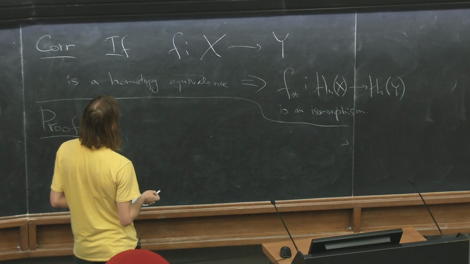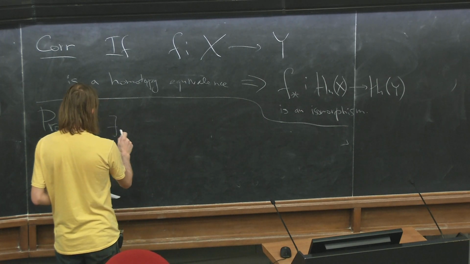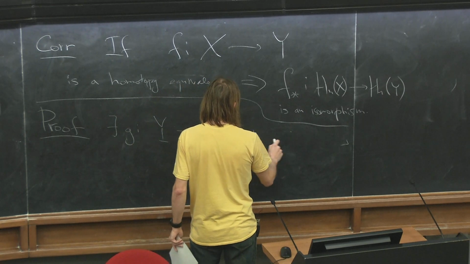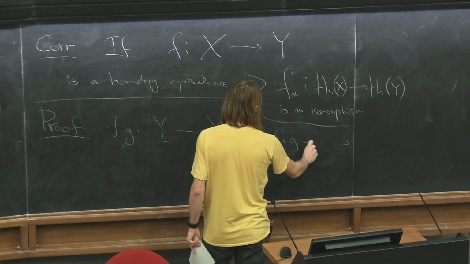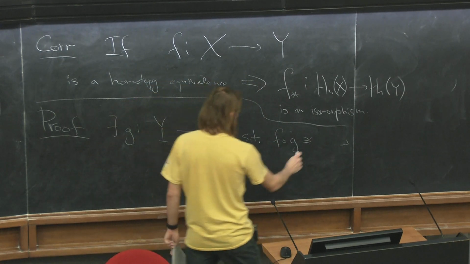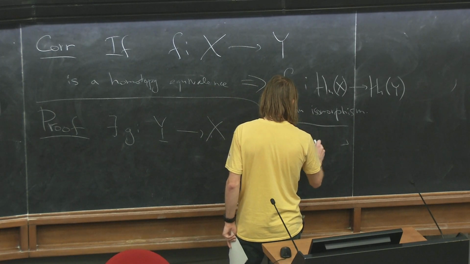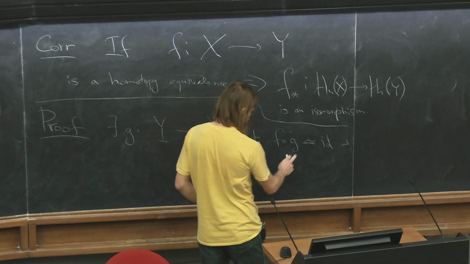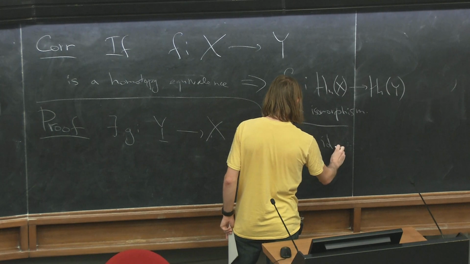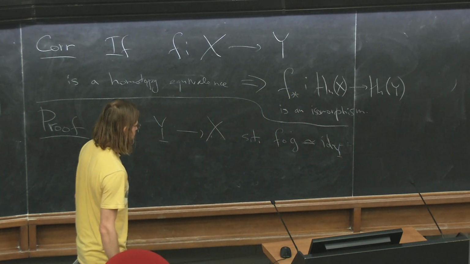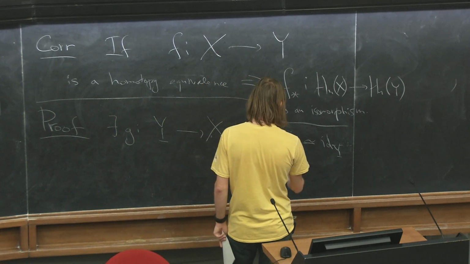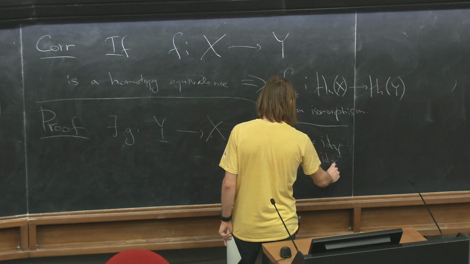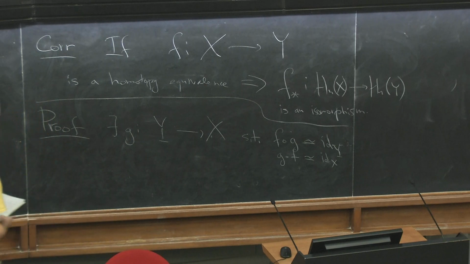Okay, so F is a homotopy equivalence. This means, by definition, there exists G, a map in the opposite direction, such that the composition of F with G is homotopic to the identity on Y, and the composition of G with F is homotopic to the identity on X. So G is a homotopy inverse of F.